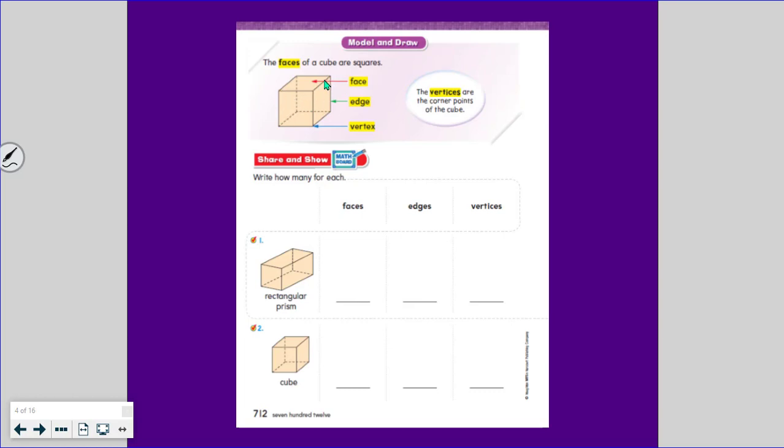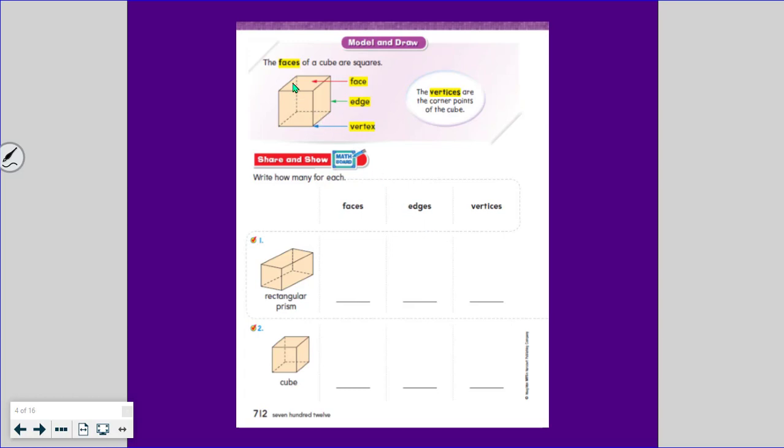If we were to count all the edges, there's 4 on this side. And then on this side, there's 4 more. So 4 plus 4 is 8, and then there's 4 more, 1, 2, 3, 4, following these edges here. So 8 plus 4 more is 12. So there are 12 edges.